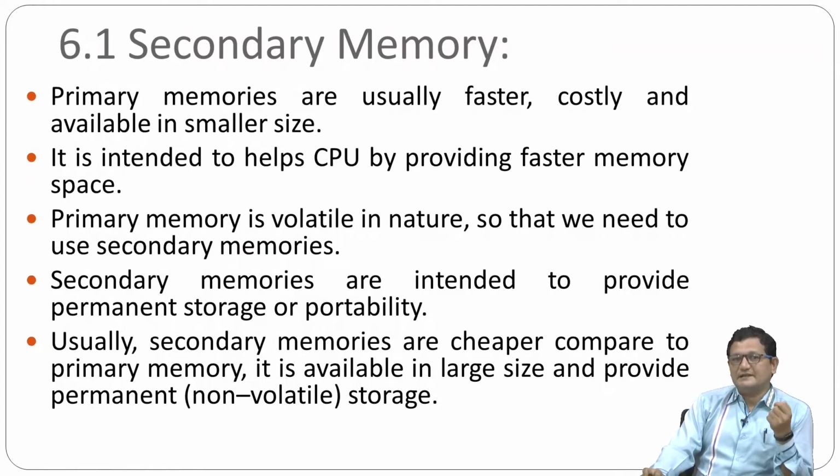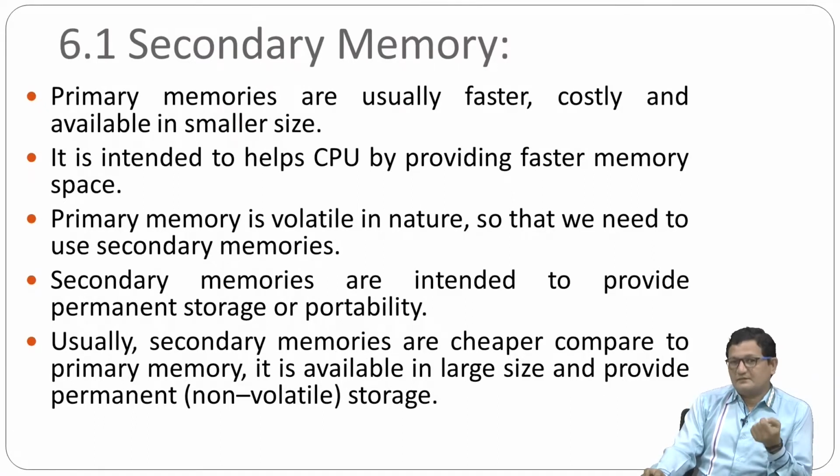It is intended to help the CPU by providing faster memory space. So see what happened, these memories are basically used to help the CPU, right. Whenever the CPU is doing processing work, because our CPU is faster, we need a primary memory which is also faster and which can work with the CPU, right, okay. And that's why we are using the primary memory, even though it is costly, right. The main important benefit we get from the primary memory is that it is faster, and we know that the CPU is again faster. So to work with a CPU, we need a primary memory, okay.